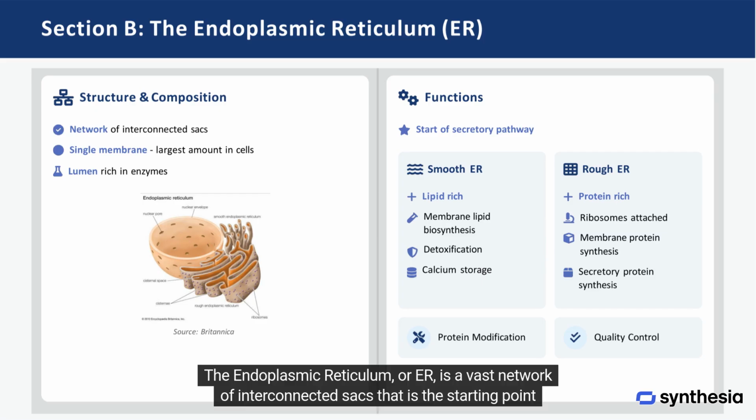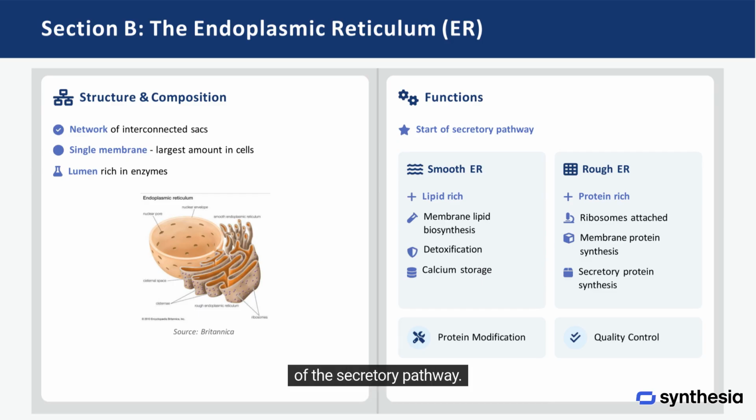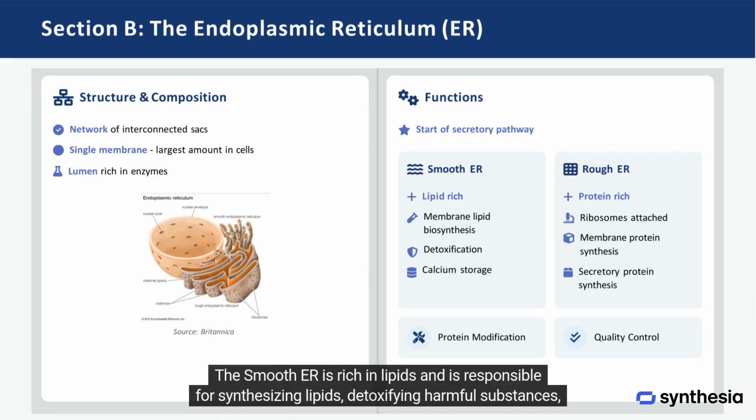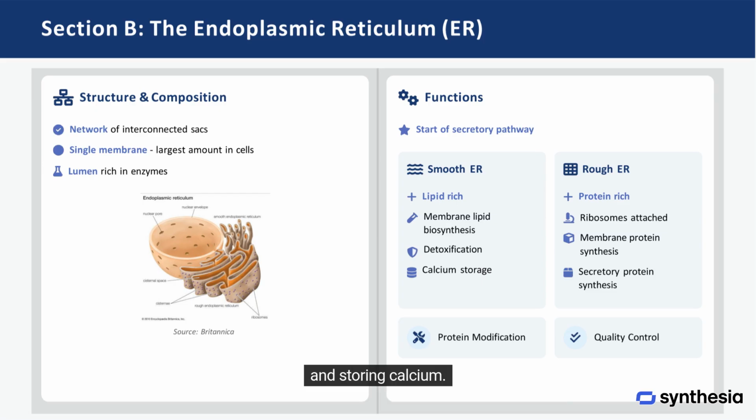The endoplasmic reticulum, or ER, is a vast network of interconnected sacs that is the starting point of the secretory pathway. There are two distinct regions. The smooth ER is rich in lipids and is responsible for synthesizing lipids, detoxifying harmful substances, and storing calcium.